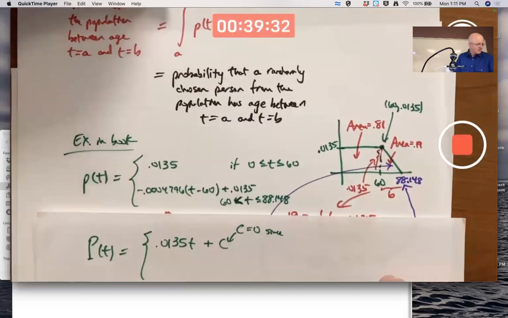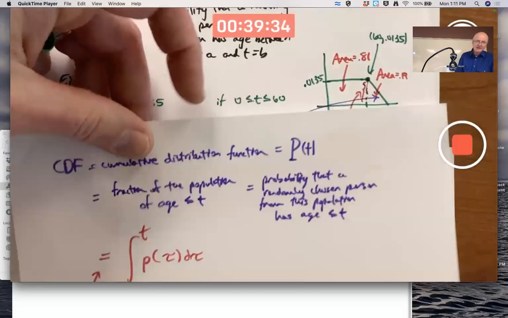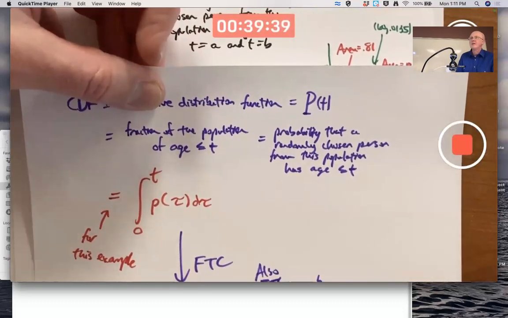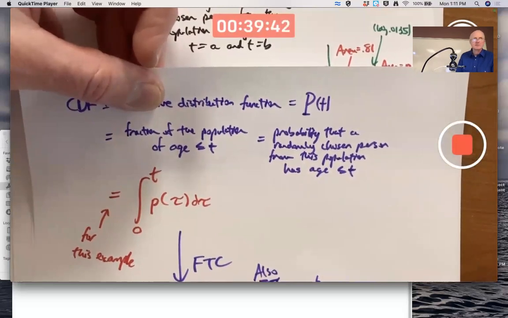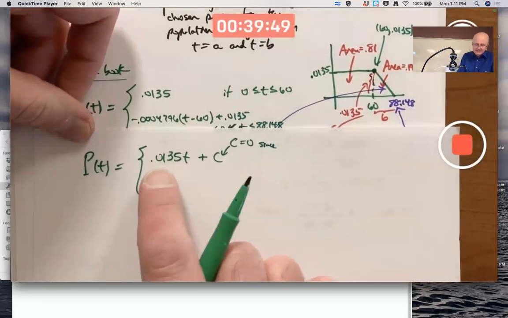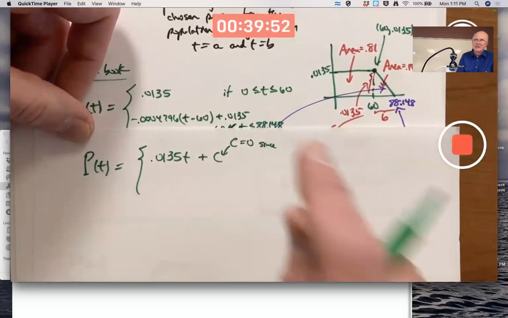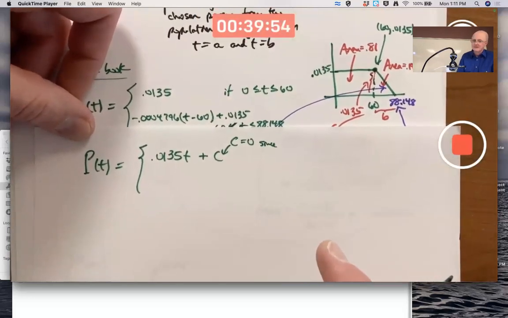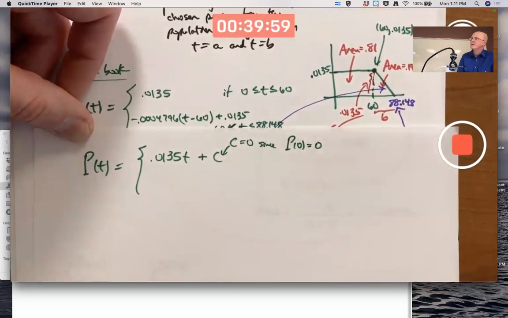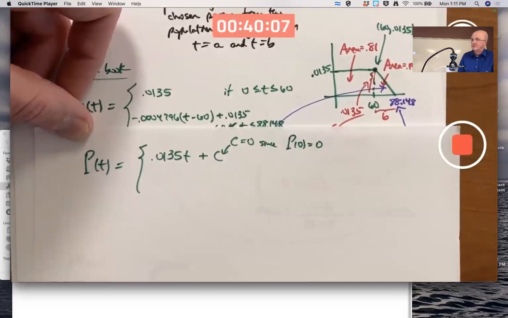We want capital P of 0 to be the integral of little p from 0 to 0, which is 0. Integrate any function from 0 to 0, you'll get 0. So this expression, no matter what it is, c has to be chosen to make this equal 0 when t is 0. So c must be 0. So capital P of 0 must equal 0 for this example. Not necessarily in general, this is for this example. Though there are many examples like this one.